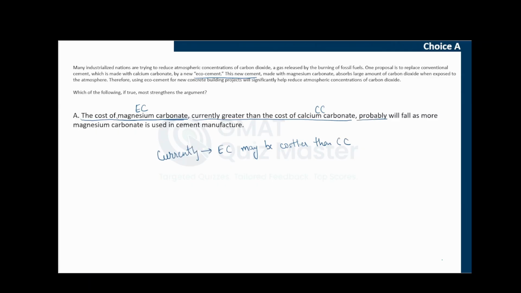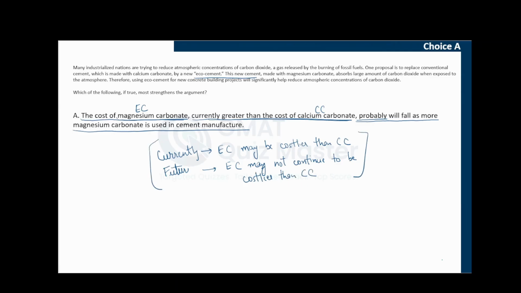Now, probably the cost of magnesium carbonate, which is currently greater than the cost of calcium carbonate, will fall as more magnesium carbonate is used in cement manufacture. So in future, this cost will probably fall. So EC may not continue to be costlier than the conventional cement. This is what this choice conveys. This is the meaning of this choice.